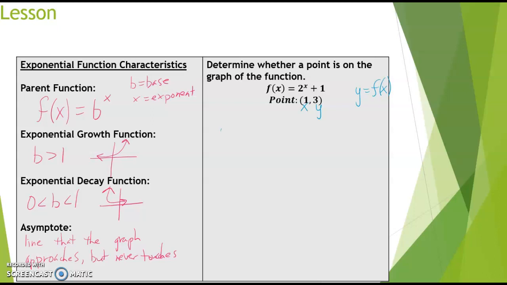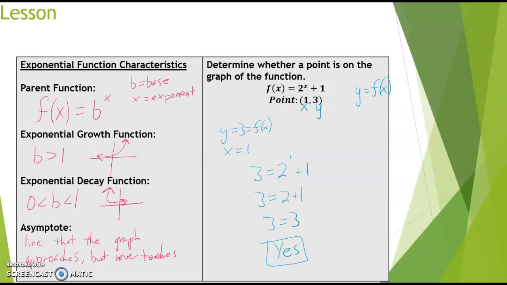So if I plug this in, I know that y is 3, which is also f of x, and I know that x is 1. So I'm just going to plug in what I know. So I've got 3 for f of x equals 2 to the first power, because I said that x is 1, and then plus 1. Well, 3 equals 2 to the first power is 2, plus 1. 3 equals 3. So since it's the same number on both sides of our equal sign, it is a yes. So this point of 1, 3 does exist on the graph of our function.